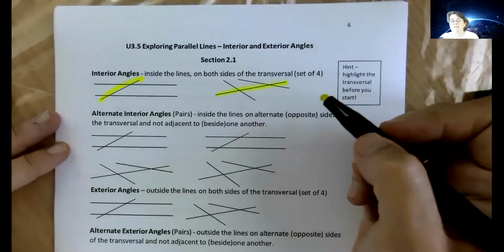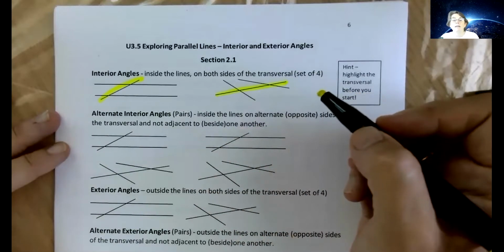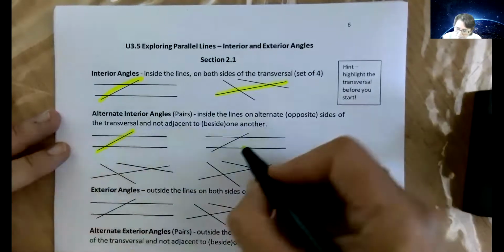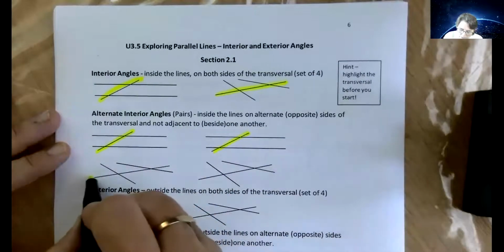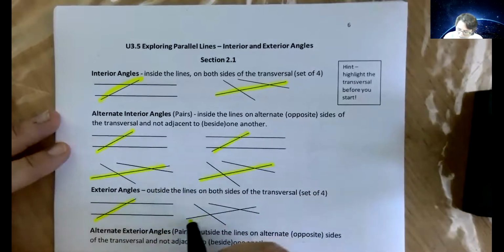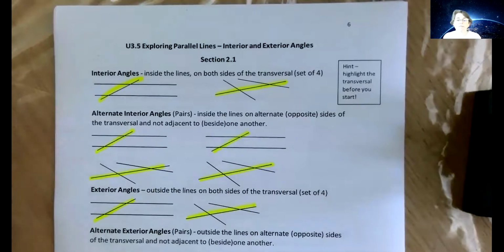And remember, the transversal is going to be the one line that crosses more than one other line. Did I say that right? Crosses two or more other lines. Okay, so I'm just going to do them all, get it over with. All right, so there are all the transversals.